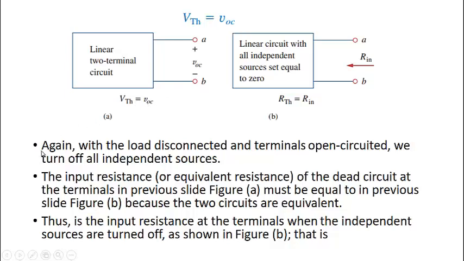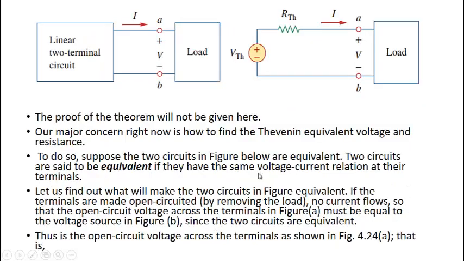Again, with the load disconnected and the terminals open circuited, we turn off all the independent sources just to calculate RIN or RTH. Then we find the equivalent resistance, or Thevenin resistance, of the dead circuit. Dead circuit means when all the active sources are not connected. At the terminals, the resistance in the previous slide's figure must be equal to that of the other figure because the two circuits are equivalent. That means this should be the Thevenin or equivalent resistance when we look into these two points towards this circuit. They should be equivalent.